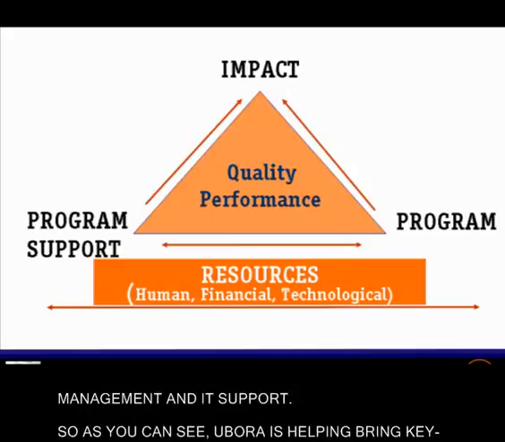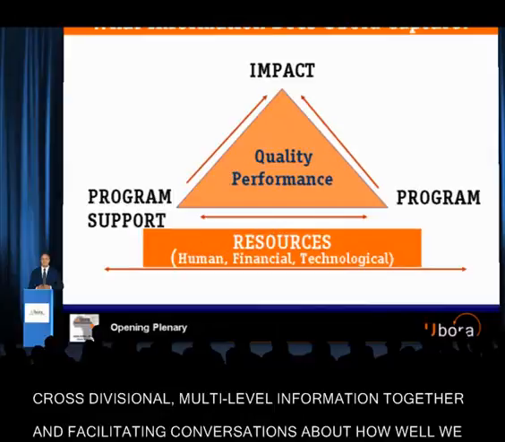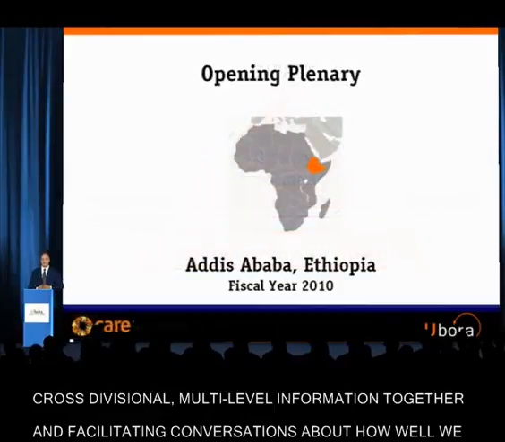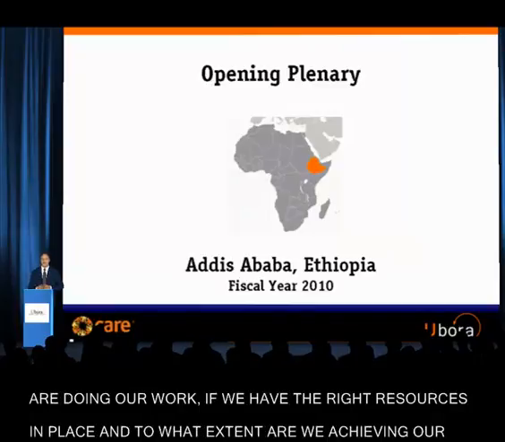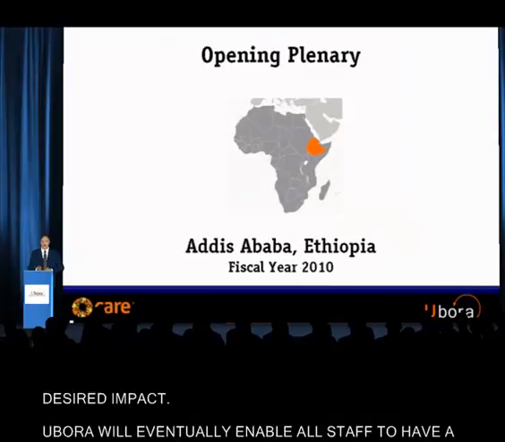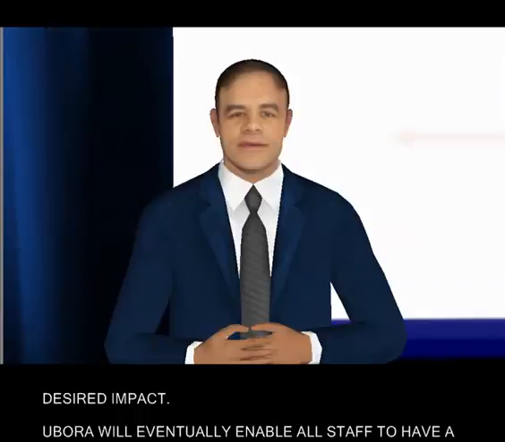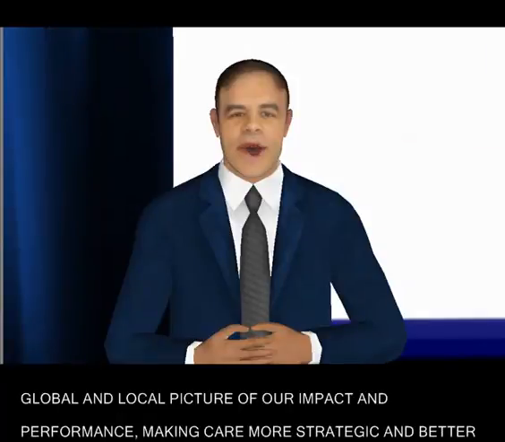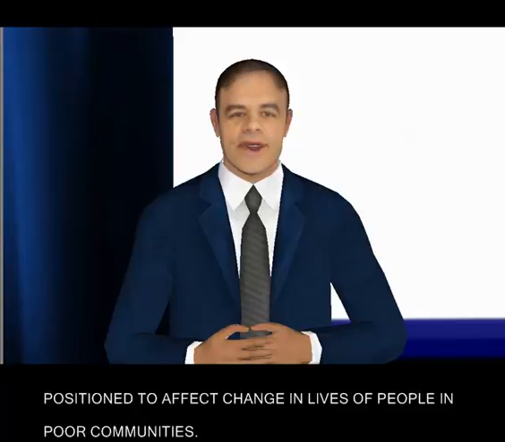So, as you can see, Ubora is bringing key cross-divisional, multi-level information together and facilitating conversations about how well we are doing our work, if we have the right resources in place, and to what extent we are achieving our desired impact. Ubora will eventually enable all staff to have a global and local picture of our impact and performance, making CARE more strategic and better positioned to affect change in the lives of people in poor communities.